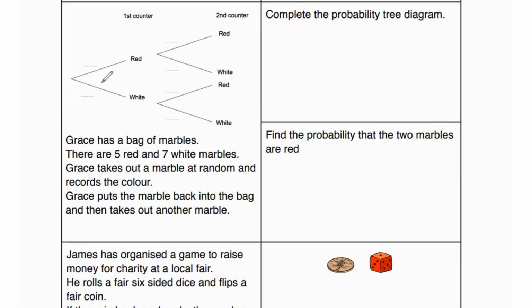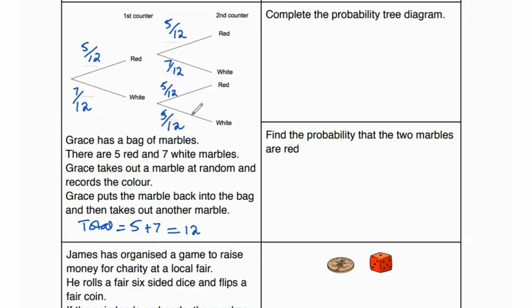So the probability of getting a red marble is going to be 5 over 12 because total marbles are 5 plus 7, which is 12. The probability of getting a white marble would be 7 out of 12. And since she's putting the marble back once she took it out the first time, the number of marbles is not changing. So the probabilities would also be the same. 5 over 12 for red, 7 over 12 for white. So this is your complete probability tree diagram.